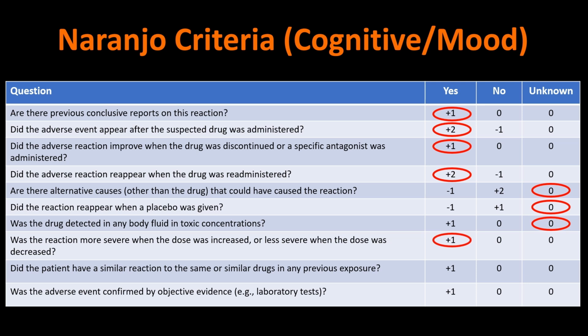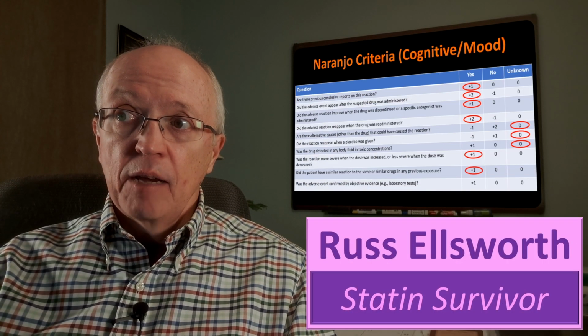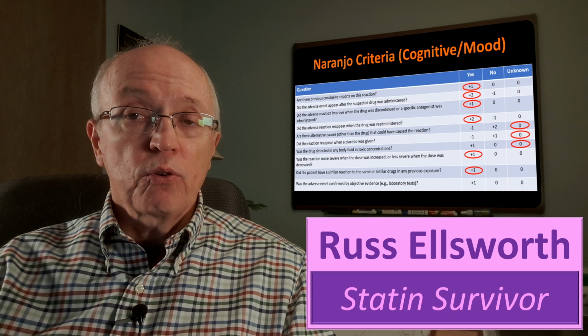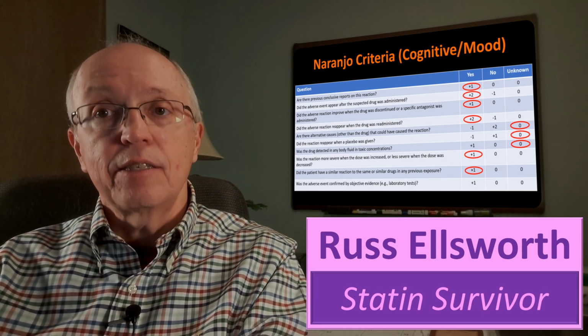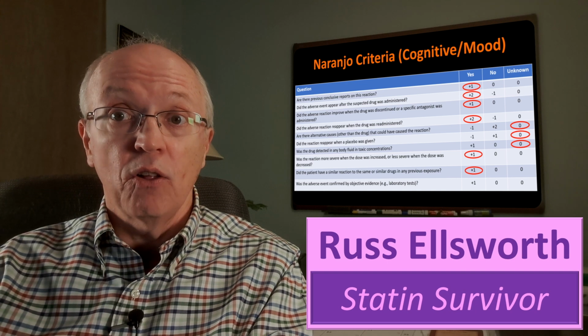Was the reaction more severe when the dose was increased or less severe when the dose was decreased? The answer to that was yes, because we did increase the dose of Lipitor when I was on it, and I did note, again, subjective is the problem, but by my own experience, it was more intense when I was on the higher doses. Did the patient have a similar reaction to the same or similar drugs in the previous exposure? Well, yeah, if we're talking about the latest instance of it, which happened when I was on Livalo, and it was the most intense when I was on Livalo or pitavastatin.